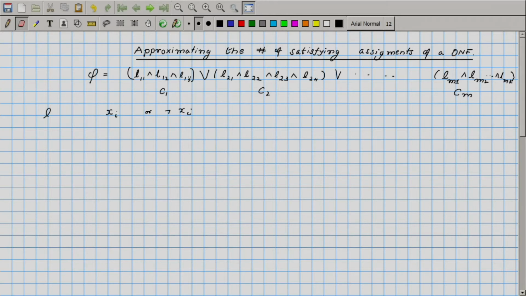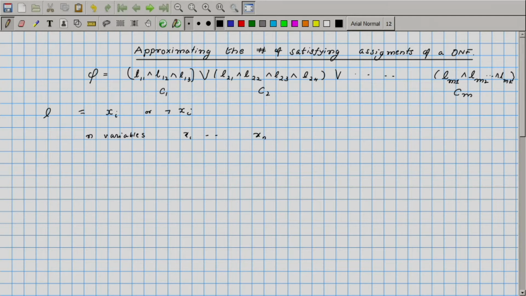Let us say L, any general literal, is of the form xi or not xi for some i, where xi is a variable. Now, what we are interested in is counting the number of assignments. Suppose there were n variables x1 to xn, there are 2 raised to n different assignments possible. We need to count the number of assignments which satisfy this particular DNF. In other words, the number of assignments which cause the formula to evaluate to 1.